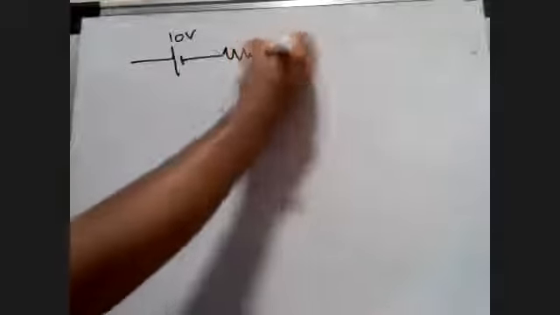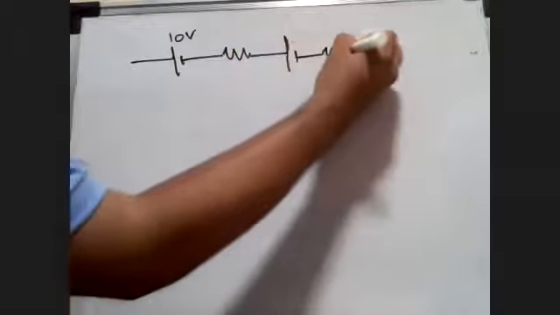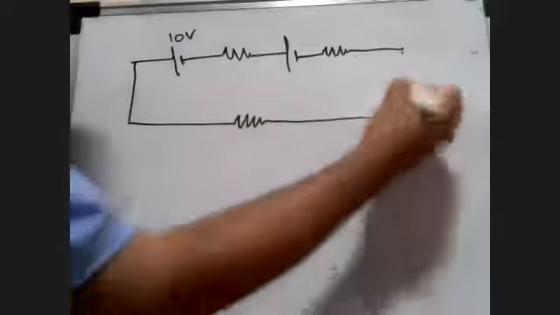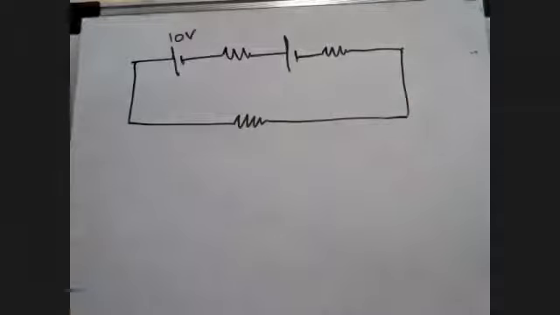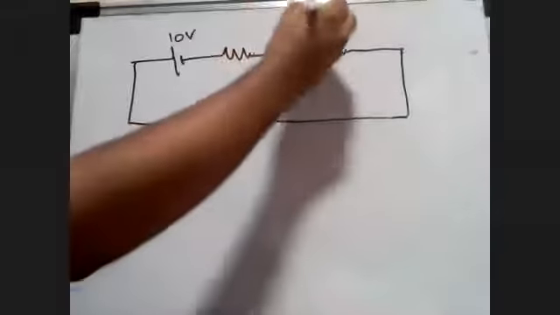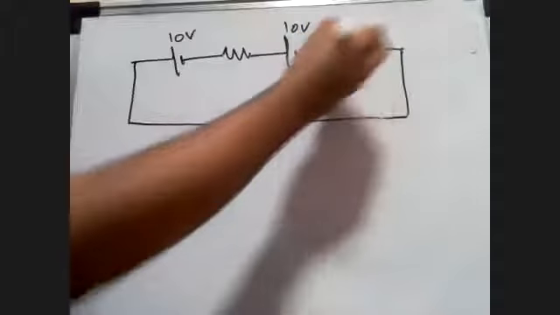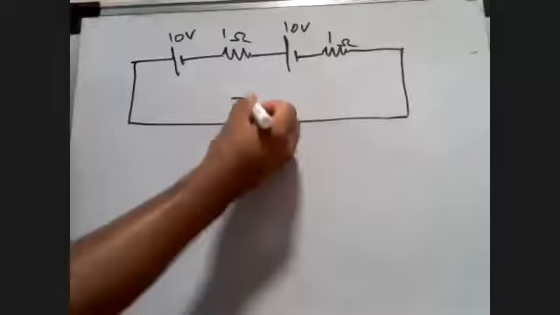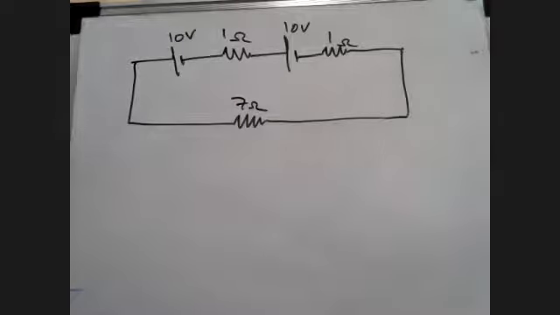Let's take one sum like this. Let's say there's a 10 volt battery here. There's a resistor here. Another 10 volt battery, another resistor here, and there's another resistor. And this is 10 volts. This is 1 ohm, and this is also 1 ohm, and this is 7 ohms. The question here is we have to find the current across this circuit.